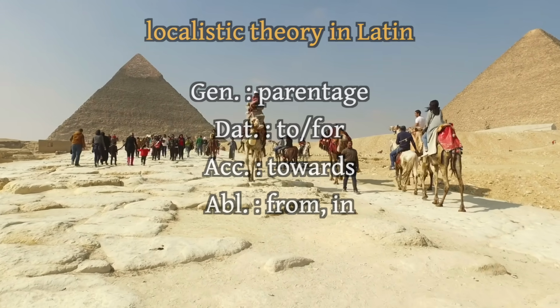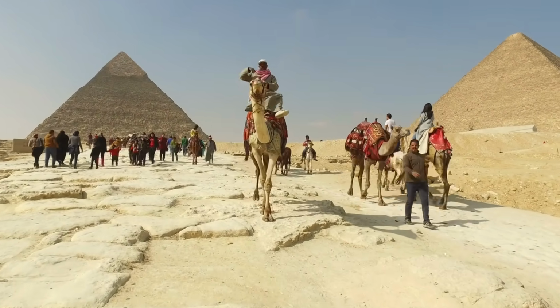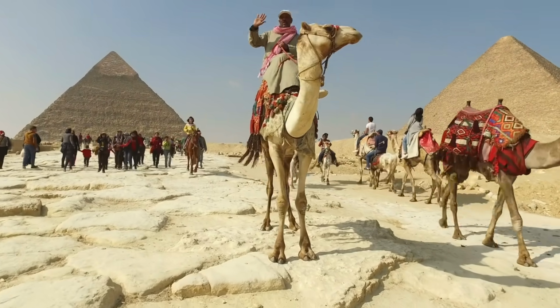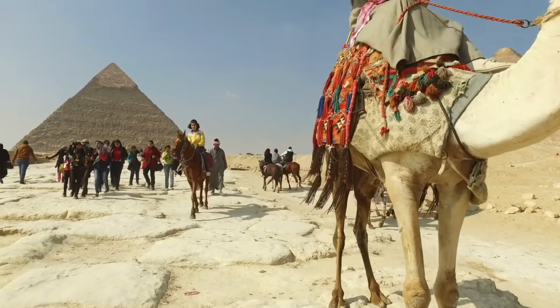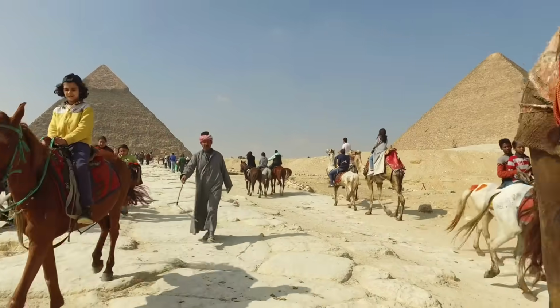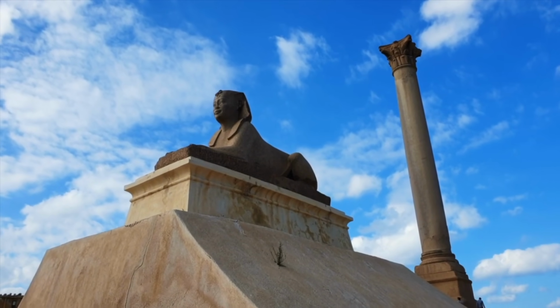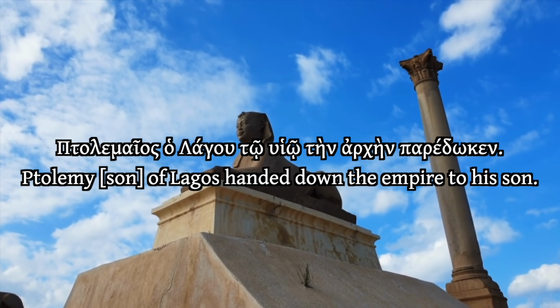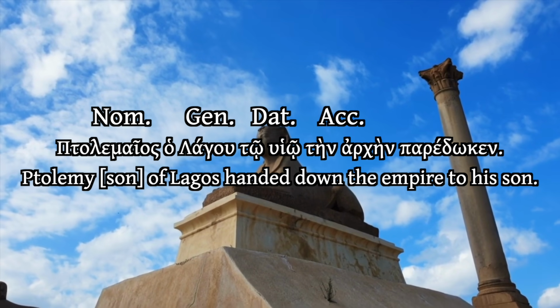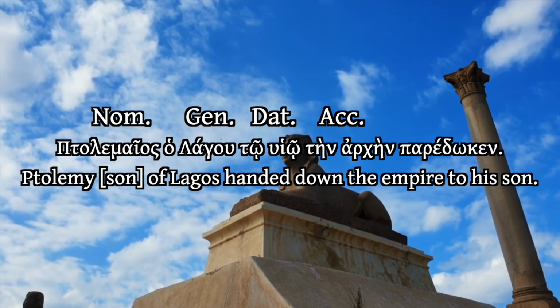Another hypothesis for the sequence of cases, other than the localistic theory, popularized by Hermann in his 1938 paper, but also suggested by ancient grammarians, says that the traditional order comes from the common order of cases in a majority of sentences. For example, Ptolemaios o Lagou toi hyioi ten archen paredoken.